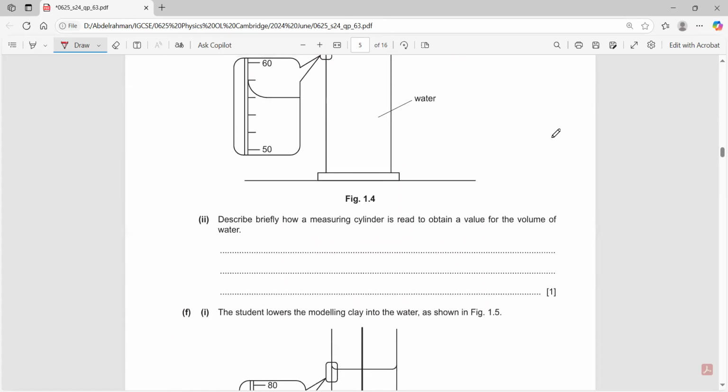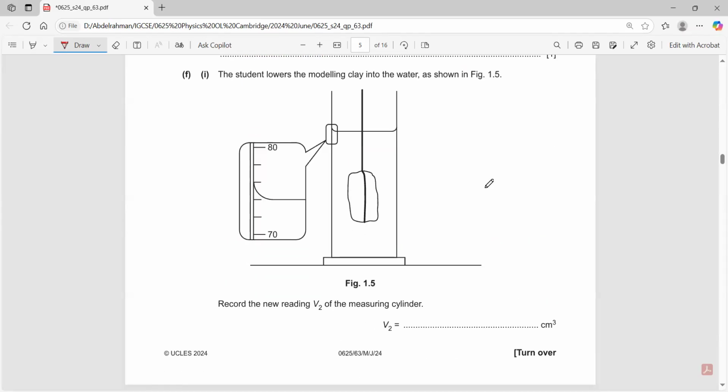Describe briefly how a measuring cylinder is read to obtain a value for the volume. You need to take the reading perpendicularly to avoid parallax error. You also need to take the reading from the bottom of the meniscus. And then he adds the modeling clay and records the new volume V2. The new volume would be 74 centimeters cubed.